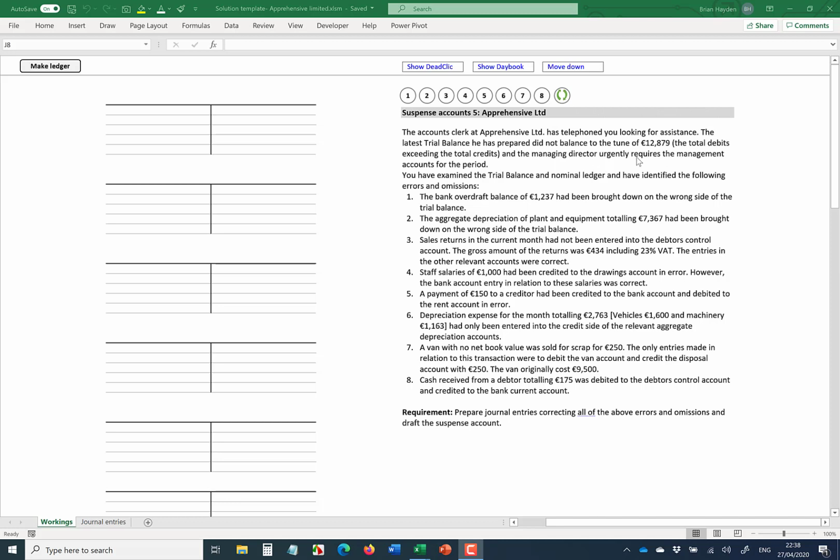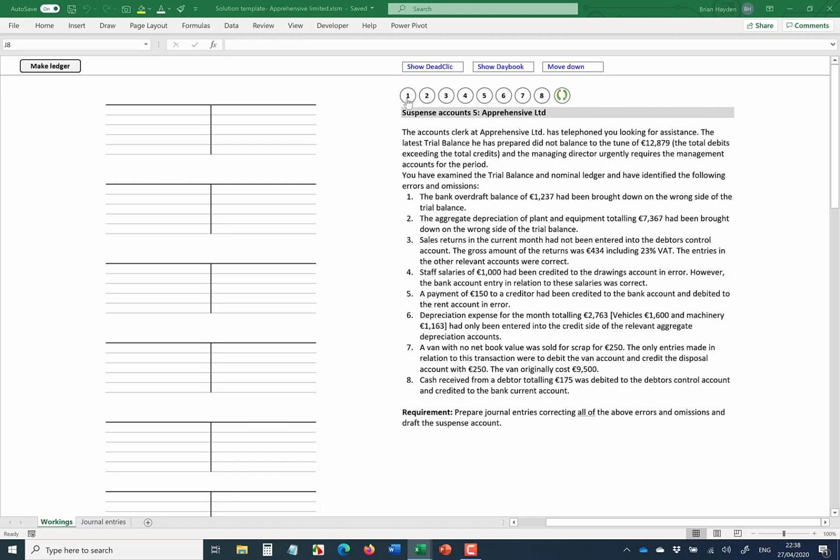The managing director urgently requires the management accounts for the period, so there's a hint of panic in this process. So you've examined the trial balance and nominal ledger and have identified the following errors and omissions, and you can see that there's 8 items that we need to attend to. And the requirement then is prepare journal entries correcting all of the above errors and omissions and draft the suspense account. So we'll have a look at the first of these.